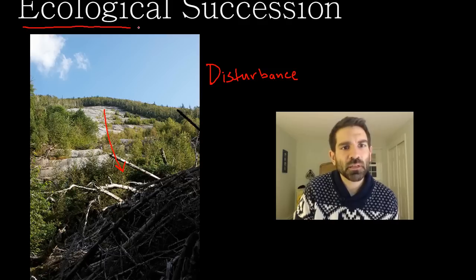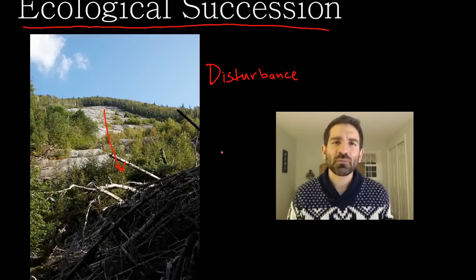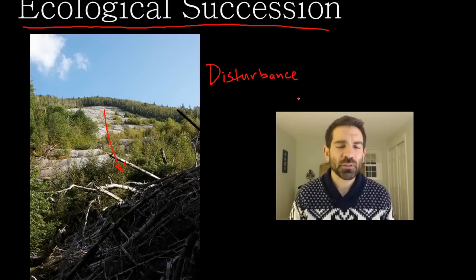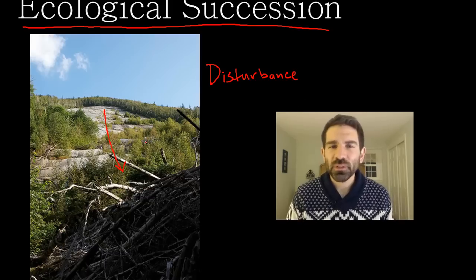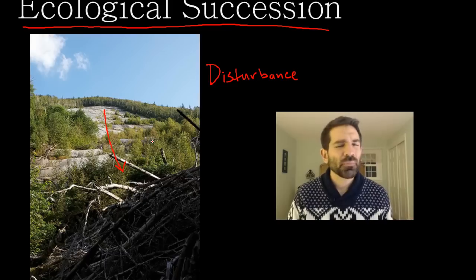The topic of today is ecological succession, which is a term that means an ecosystem grows back or comes back after a disturbance. An avalanche isn't the only type of disturbance. There are lots of others like tornado, flood, hurricane, forest fire, and lots of others you could think of.